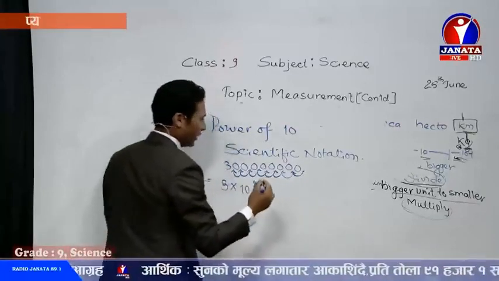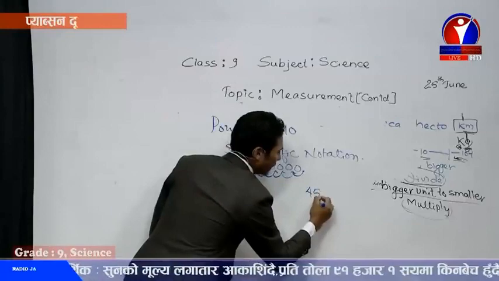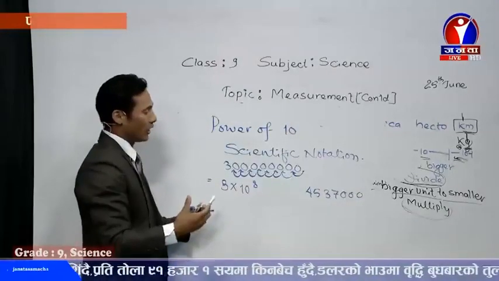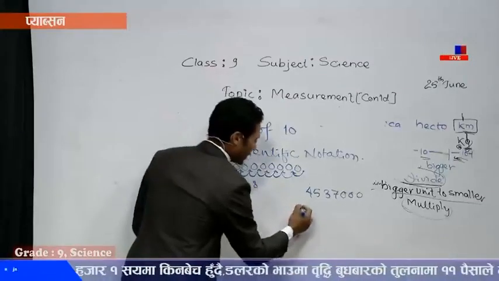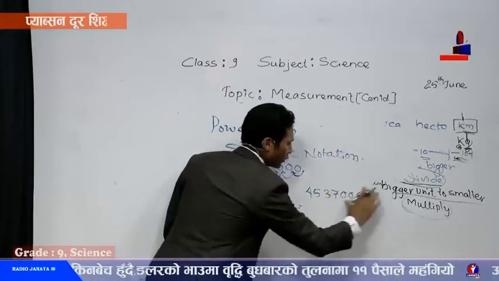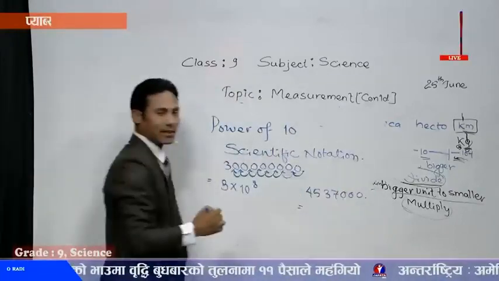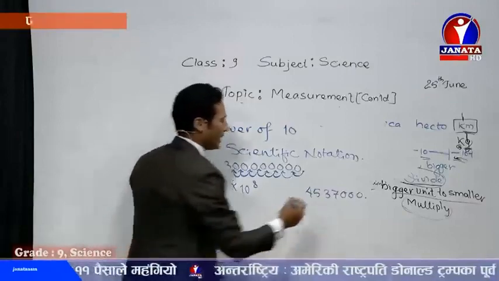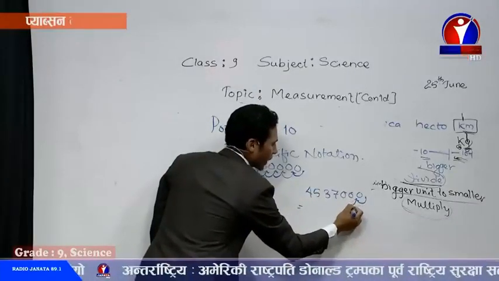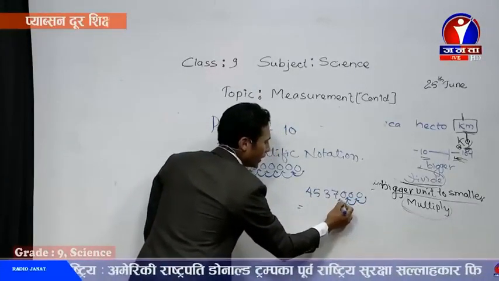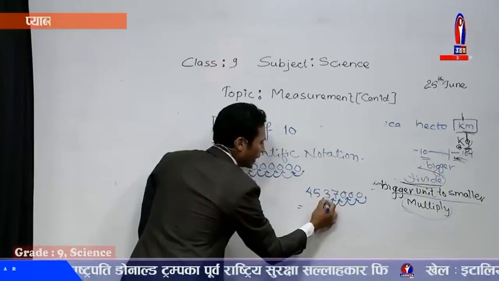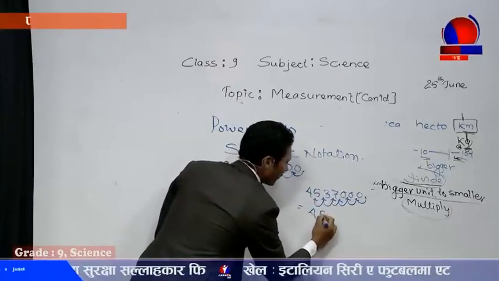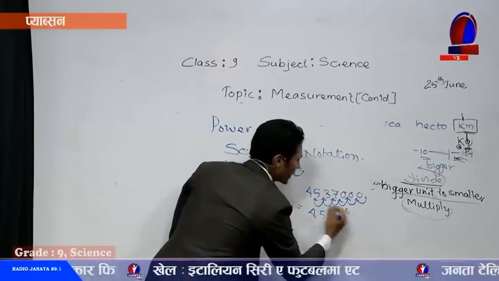Similarly, next example, let's say there is 4537000. Suppose I have this one number and I want to change that into the power of 10. So here there is no decimal point, meaning that it is at the last. The decimal point is here. So we need to transfer this to the left hand side. That means 1 place, 2 place, 3, 4, 5, and 6. That means 4.537 into 10 to the power 6.